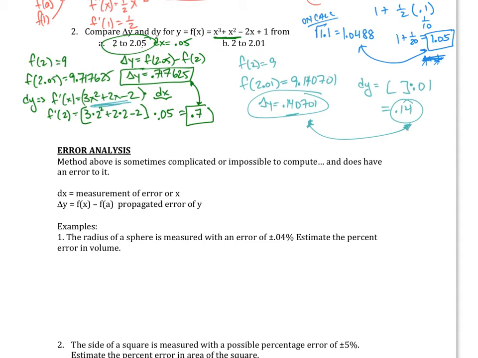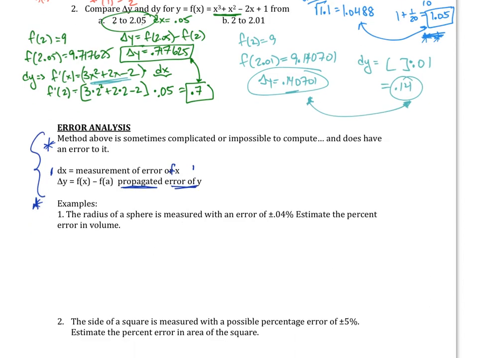All right, so over here, let's take a look at this next one for error analysis. This method that we just did above is sometimes complicated or impossible to compute and does have an error to it. So here is how we determine the error. dx is a measurement of error of x, where delta y equals f of x minus f of a, which is the propagated error of y. All right, so we're going to do the example where we're going to find out what this error is.